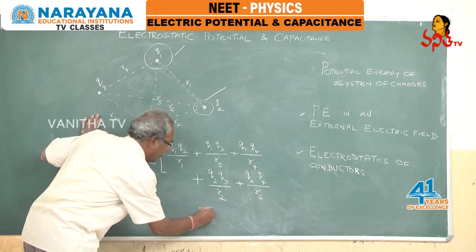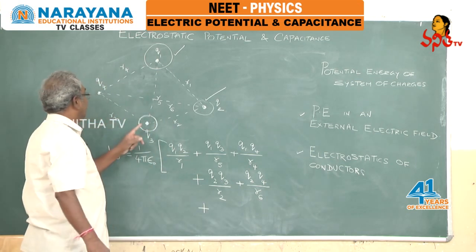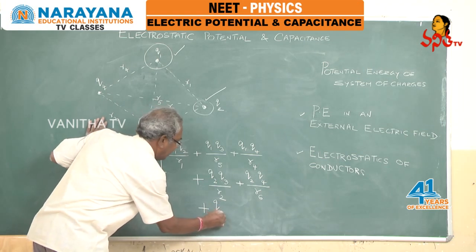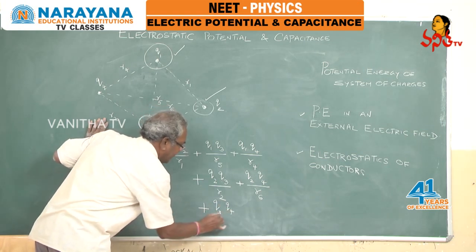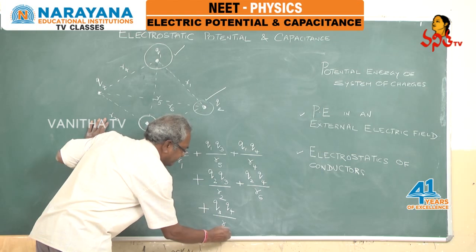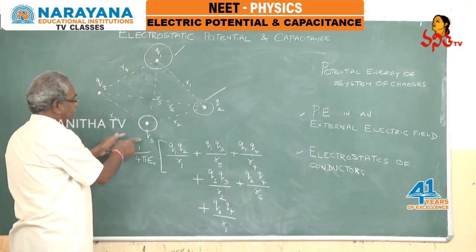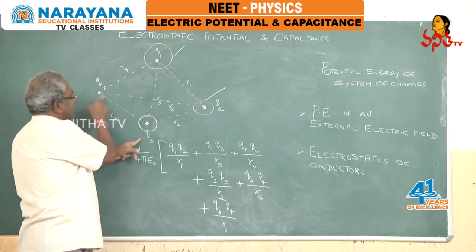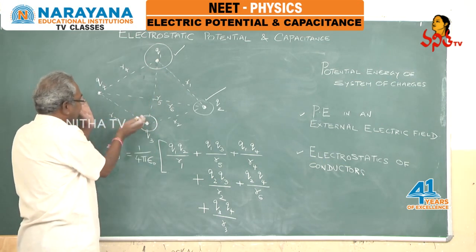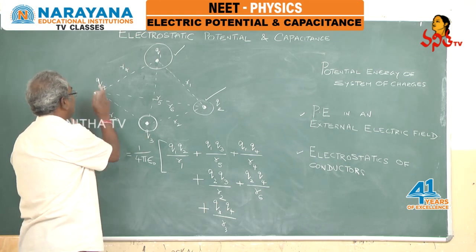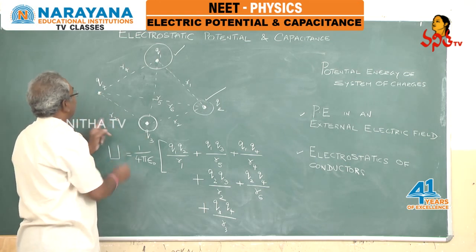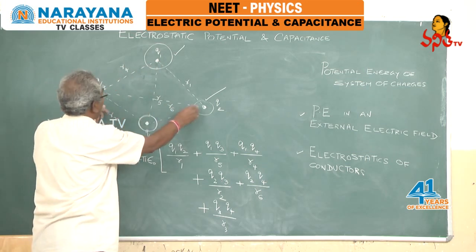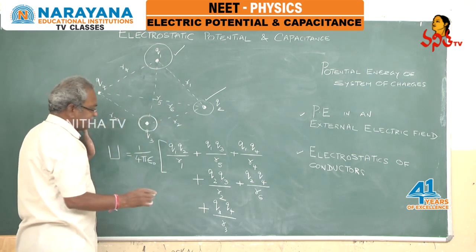Plus, one more pairing, potential energy Q3, Q4 by R3. And this pairing with this is already over, with this already over, only the pairing with this is left over. The pairing potential energy between Q3 and Q4 is Q3 Q4 by R3 here. And Q4 pairing with this is over, with this is over, with this is over. There are no other pairs formed here.